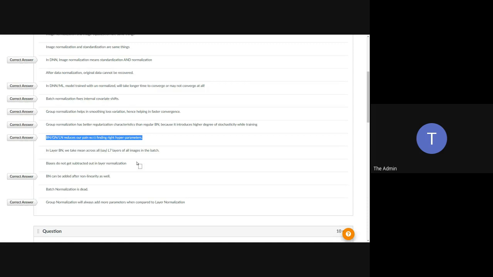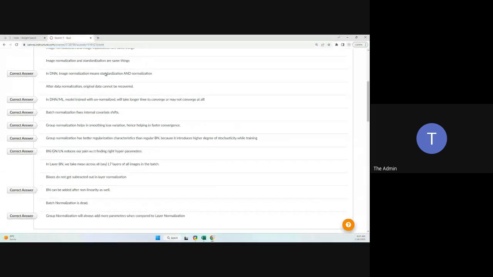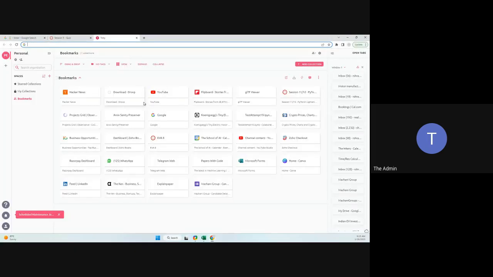Now, in batch normalization, we take the mean across all, say, L7 layers in all images of the batch. That's not correct for layer normalization, right? We don't look at the batch there. Now, biases do not get subtracted out in layer normalization. We discussed that. They do get subtracted. So in fact, I think I would have mentioned this paper.